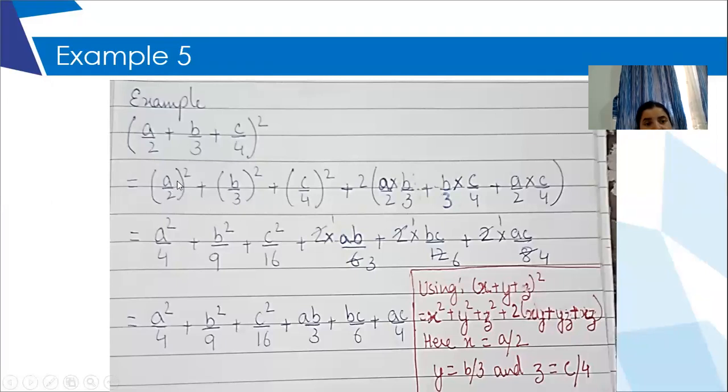Now in the next step, square is on both numerator and denominator. So this is the answer: a square by 4 plus b square by 9 and c square by 16. This 2 will get multiplied with each of the terms inside the bracket. First term is ab by 6, second term is bc by 12, and third term is ac by 8.